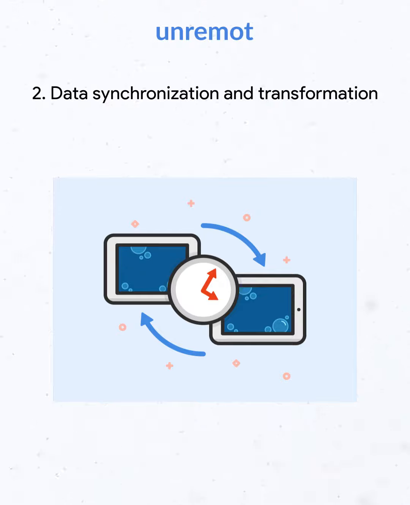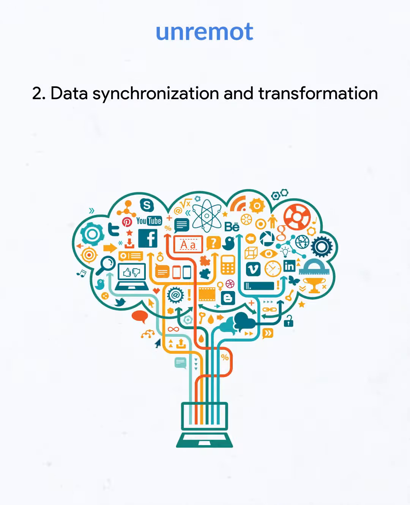The Midjourney API can be used to synchronize the data between different systems and to transform the data into different formats. This can be useful for businesses that need to integrate data from multiple sources or that need to make their data more accessible to different users.